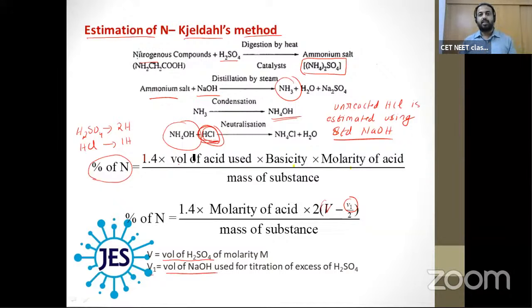In some cases, instead of knowing the volume of acid used, you will be given the volume of the base that is used to estimate the amount of acid. In that case, you should use the second formula. Okay. So, remember. Case 1, where you know the volume of the acid used. Case 2, when you know the volume of the base used for titration of excess of sulfuric acid. Okay. Yes. Now, let us go to the next slide.